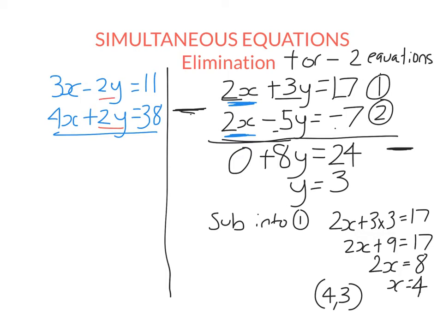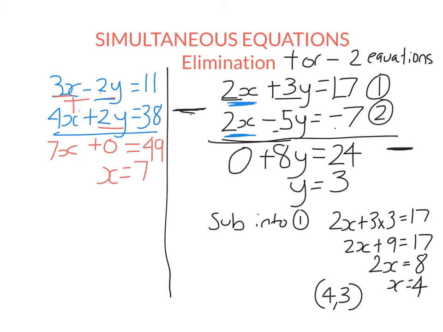Last time I subtracted the two equations. Well, that wouldn't work here, because negative 2y minus 2y is negative 4y. It wouldn't get rid of the y's. What I actually need to do here is add the two equations together. So I've got to take the first equation and add it to the second. 3x plus 4x is 7x. Negative 2y plus 2y is 0. That's the elimination. The y's are gone. Now 11 plus 38 is 49. So again, easy equation. 7x is 49. x is 49 divided by 7, which is 7.